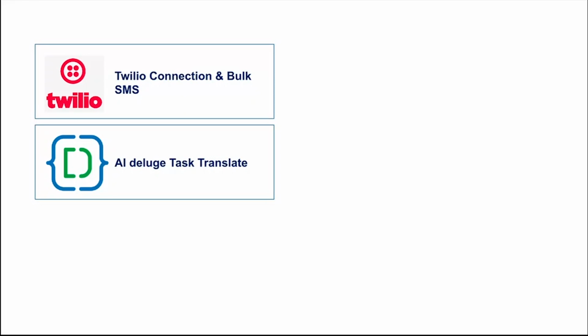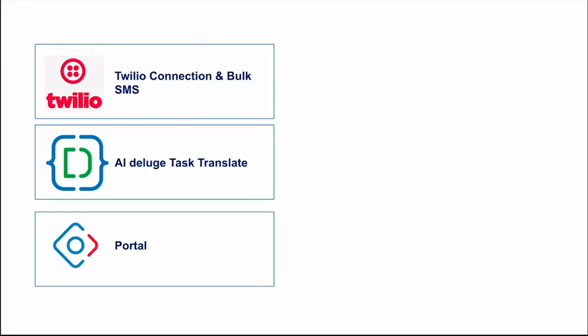For that purpose, I'm using something called AI Deluge Translate. Whatever message I'm going to send via the bulk SMS, I'm going to translate it according to the farmer's native language, and I'll be sending it to the farmer's phone number. So these are the two features I have majorly used in this particular application.